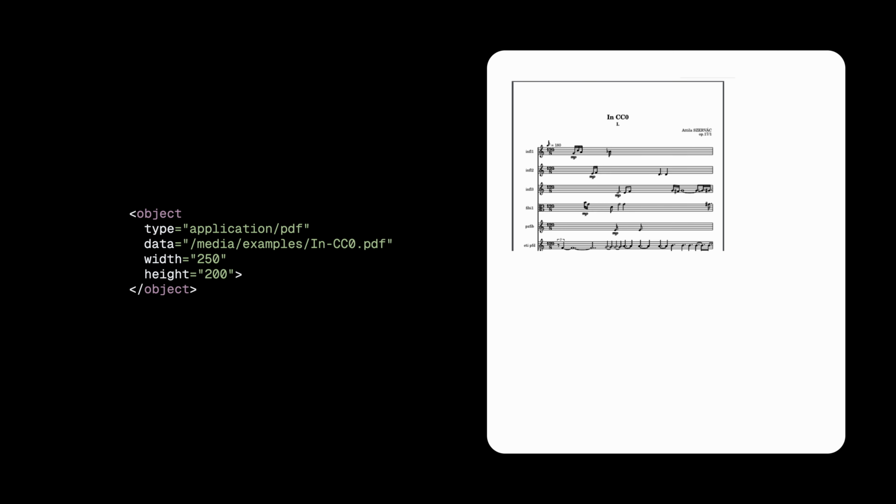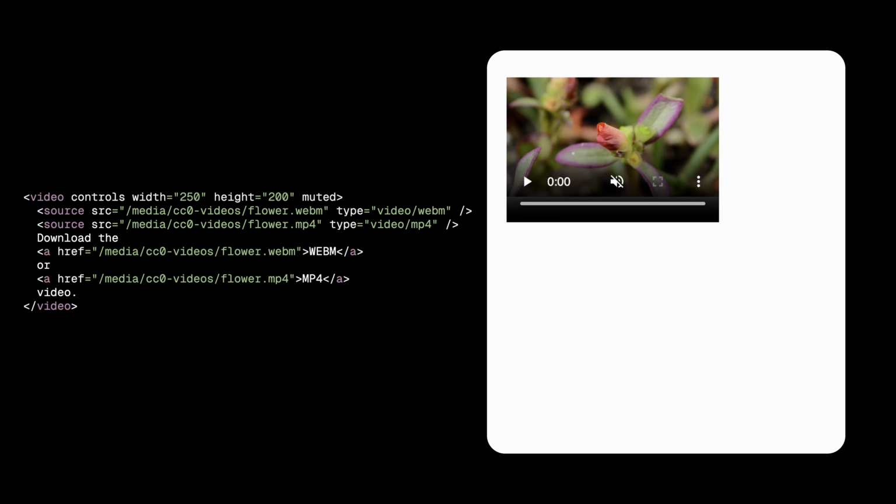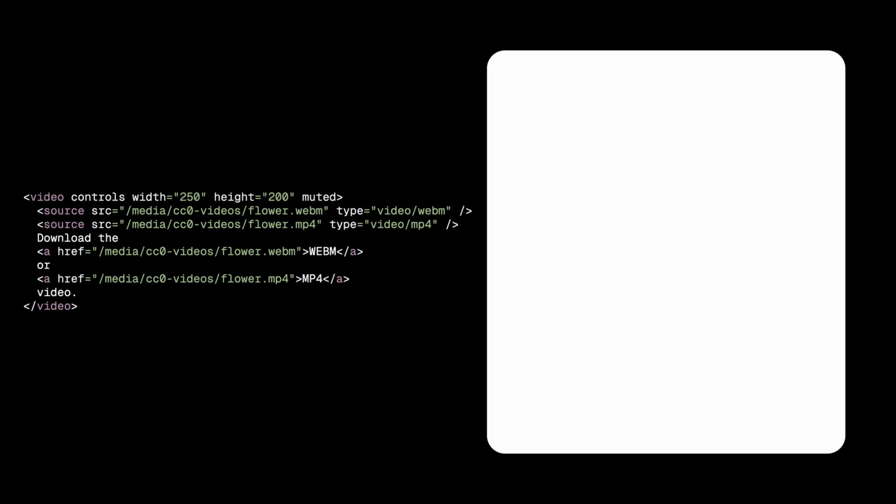Object represents an external resource which can be treated as an image, a nested browsing context, or a resource to be handled by a plugin. Picture contains 0 or more source elements and one IMG element to offer alternative versions of an image for different display or device scenarios. Source specifies multimedia resources for the picture, the audio element, or the video element. It is a void element, meaning that it has no content and does not have a closing tag. It is commonly used to offer the same media content in multiple file formats in order to provide compatibility with a broad range of browsers, given their differing support for image file formats and media file formats.